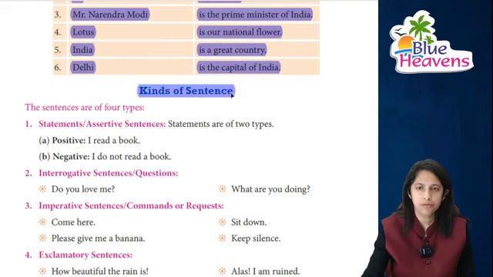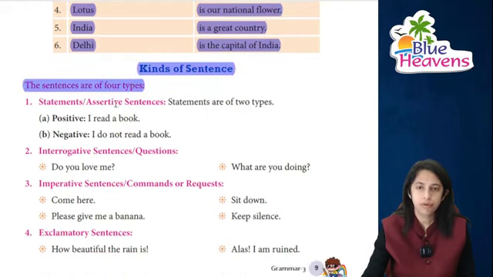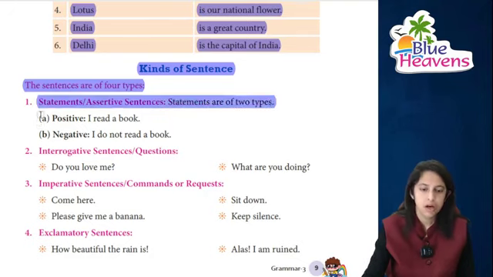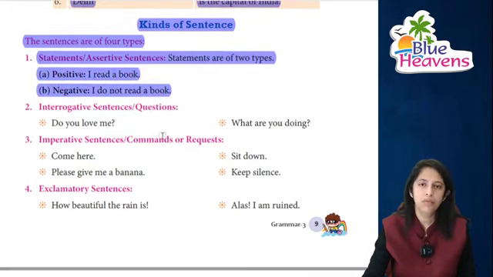Moving on to the kinds of sentences. The sentences are of four types. First is statement or assertive. ये दो types के होते हैं. First is positive and negative. Positive means I read a book. मैं book पढ़ती हूँ. Negative, I do not read a book. You just have to place not in between, right?